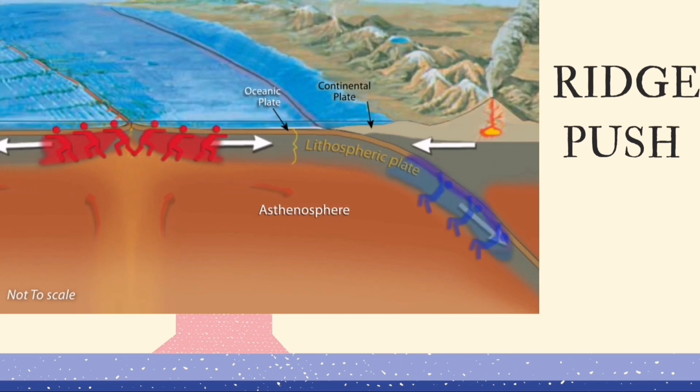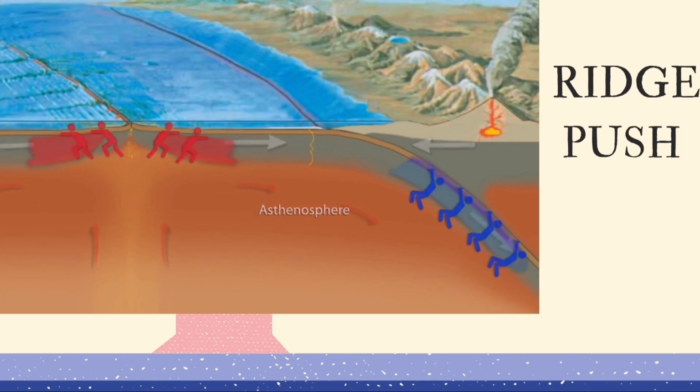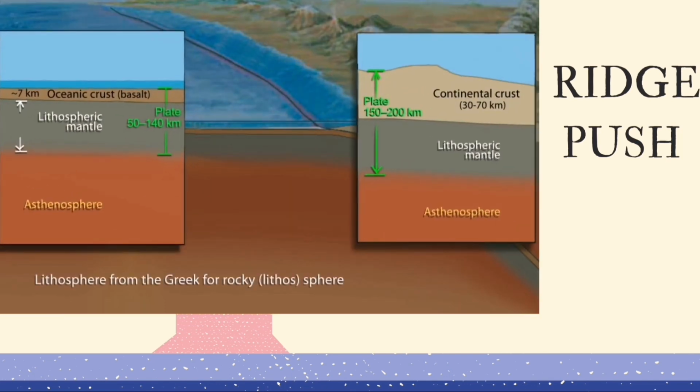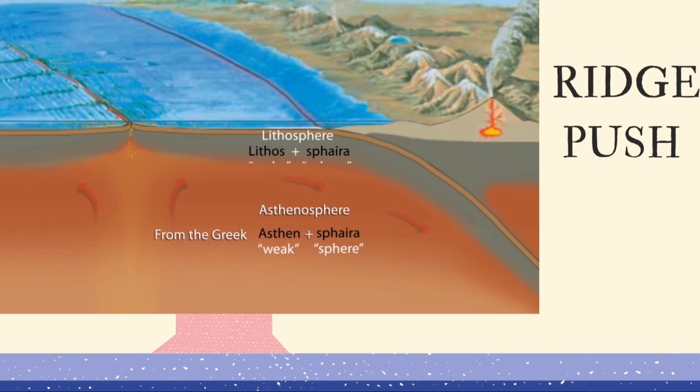In the ridge push or gravitational sliding process, the old oceanic crust becomes heavier than the new oceanic crust and sinks because of the weight of the raised ridge, which pushes down the older oceanic crust towards the trench and at the subduction zone. Let us summarize how convection current makes a huge chunk of lithospheric plate move.